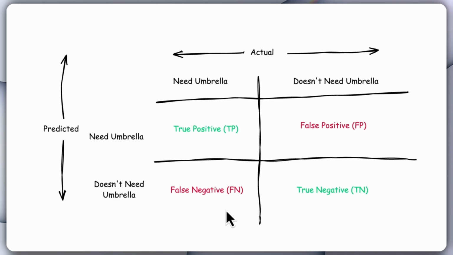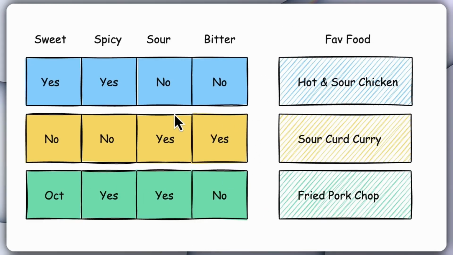Let's continue with a more complex example. This dataset is all about taste: sweet, spicy, sour and bitter. Depending on the taste, my model is trying to predict what is the favorite food of that person. There are 3 choices: hot and sour chicken, sour curd curry, or fried pork chop. Compared to the previous example, this time my model is trying to predict 3 values: hot and sour chicken, sour curd, or fried pork.